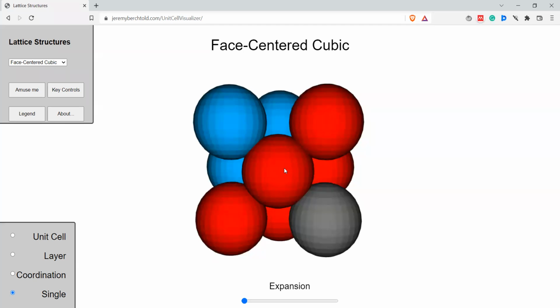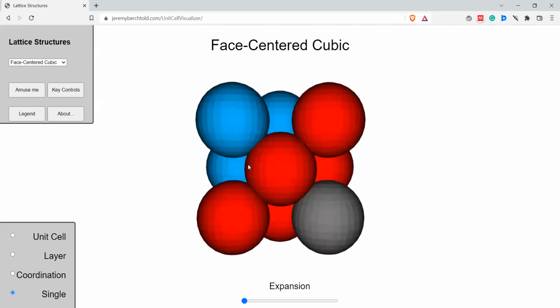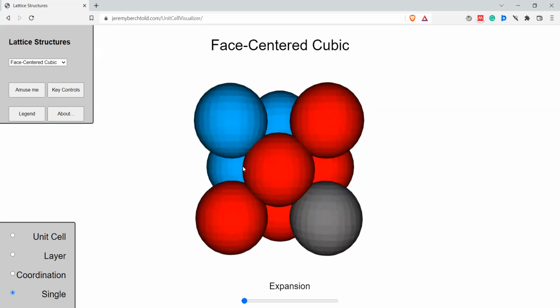Now you have to see that this is the face center atom. It will be shared in how many unit cells? Face centered is shared in how many? Face centered is shared in 2 unit cells now. Guys, you have to remember these parts, okay? In 2 unit cells.